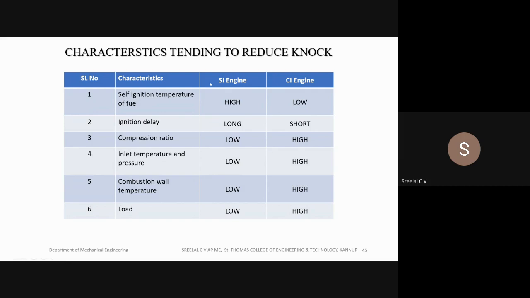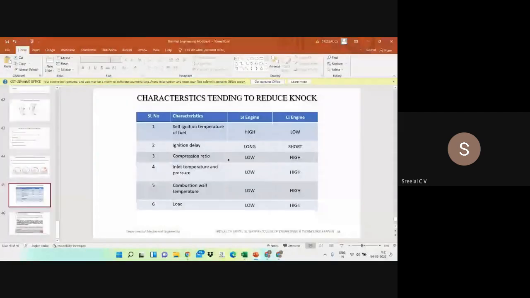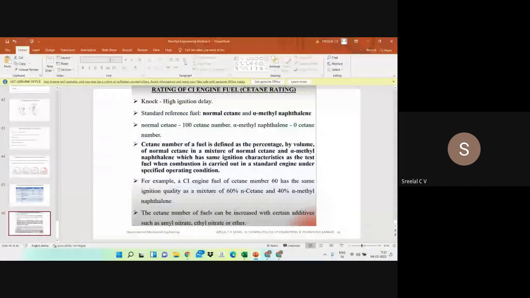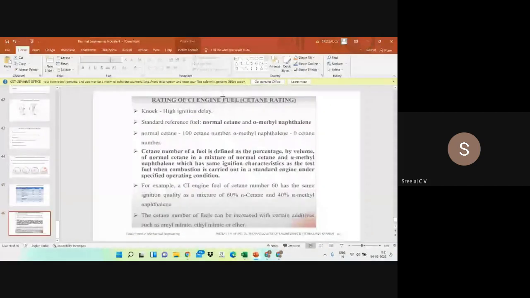So we can wind up today, and we will be discussing the cetane number, the rating of cetane, in the next class.